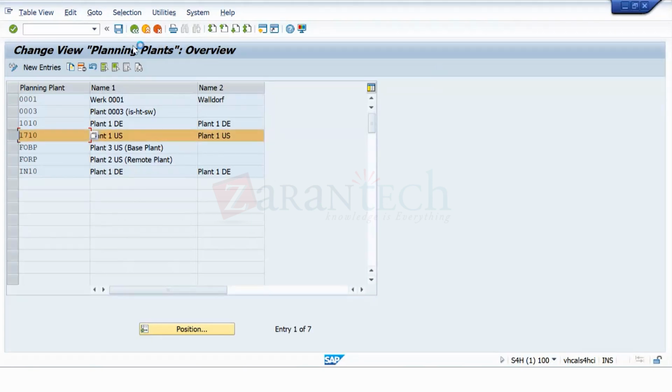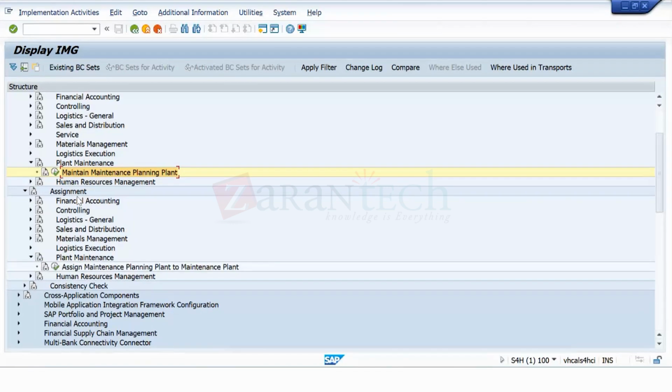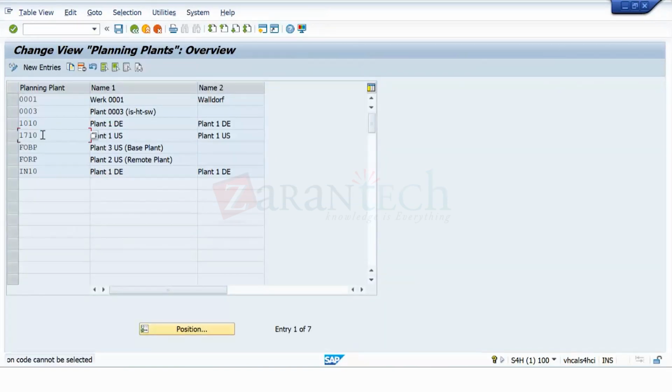Okay. But here we only talk about the decentralized part. And in any case, if you want to talk about the centralized planning as well, we can easily talk there as well. Once we identify those plants, create those plants, then we will go for the assignment. So if you go back to that screen, that maintenance plan. All these entries are planning plants, all 7 entries.